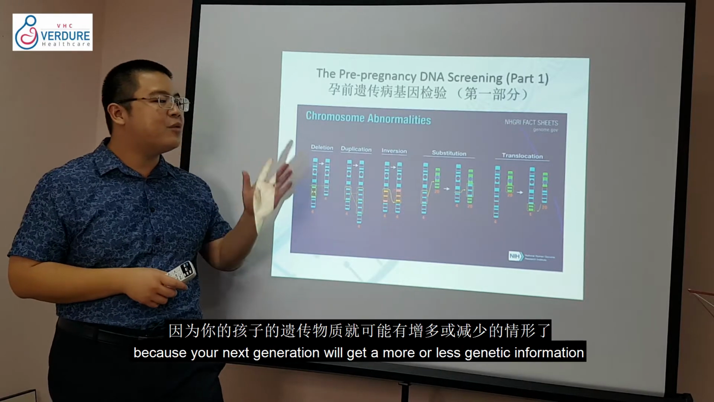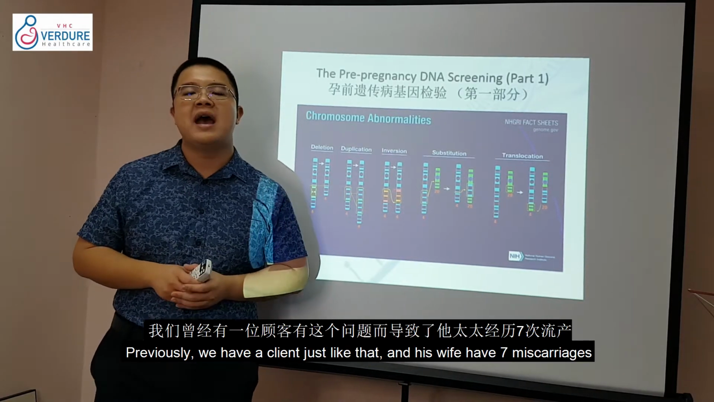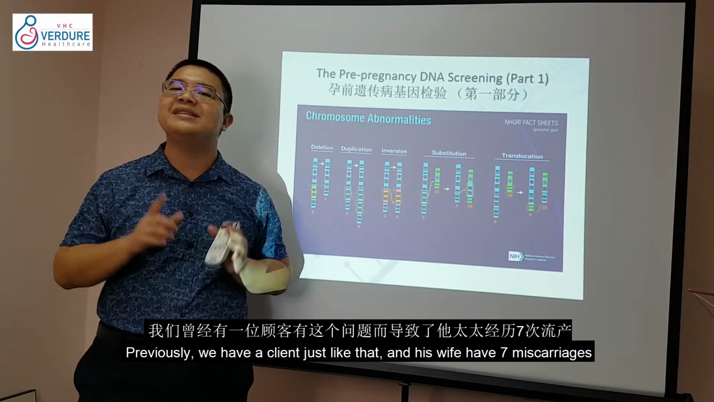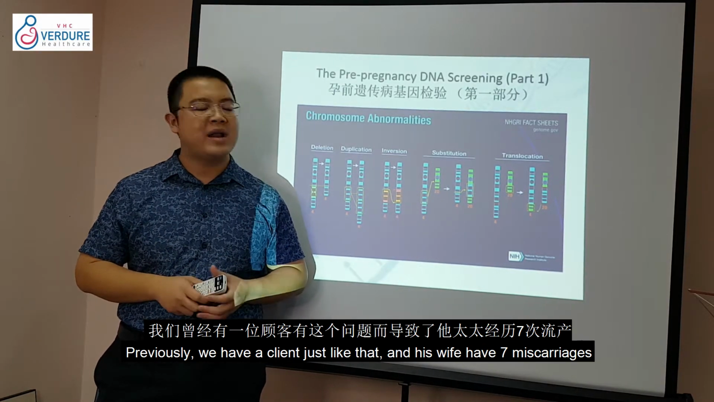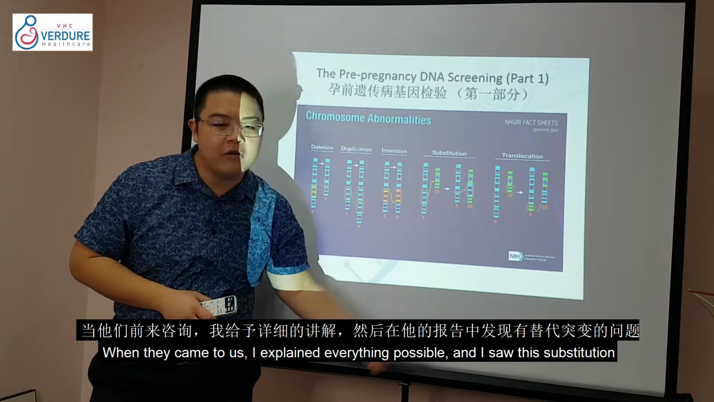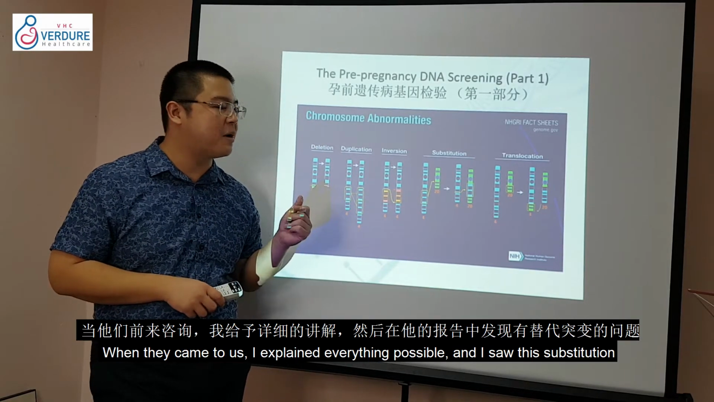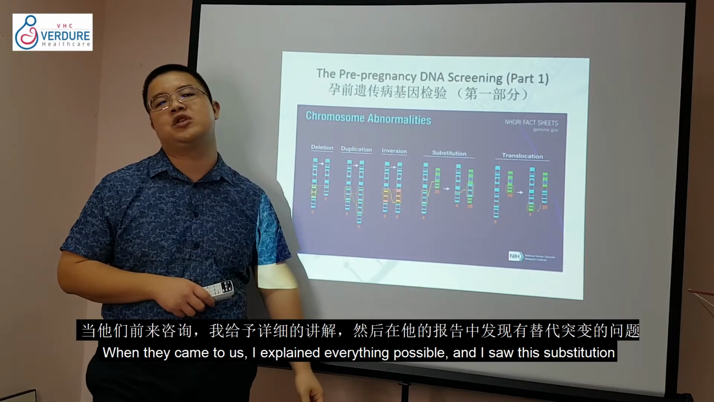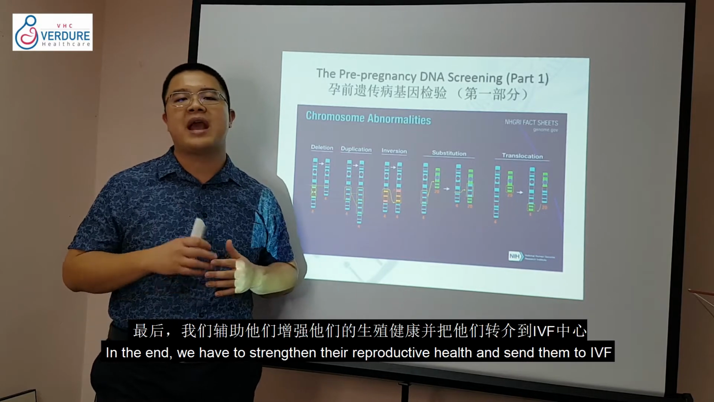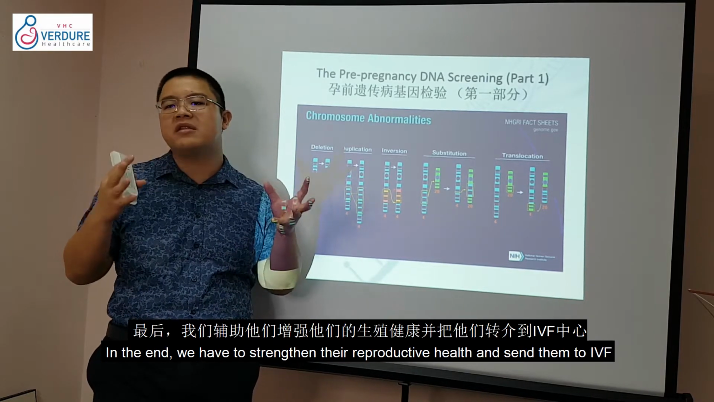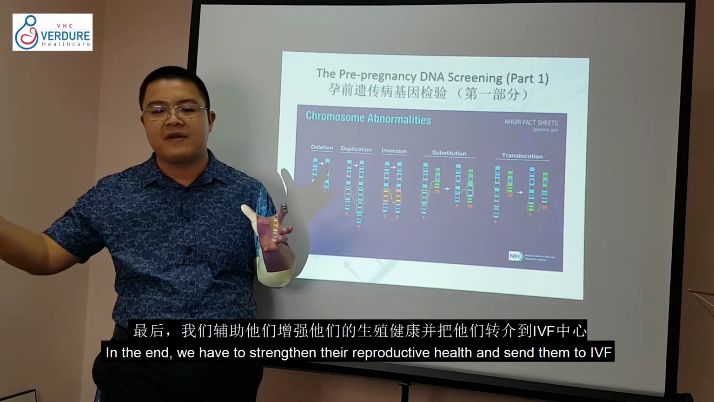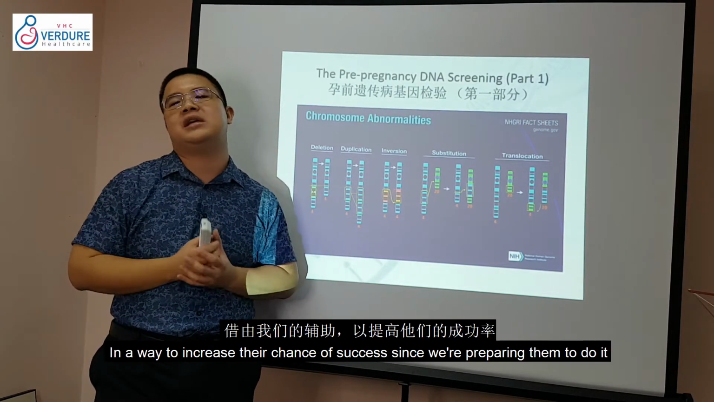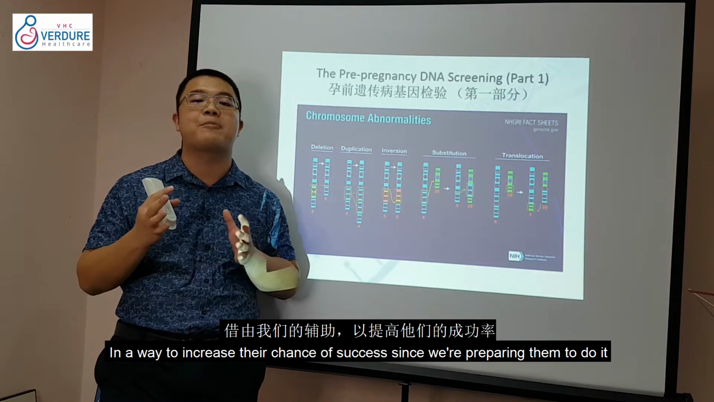So previously we had a client just like this, and his wife miscarried 7 times. 7 times. So when he came to us, I explored everything that is possible, and I saw this substitution. And at the end, we had to bootstrap and strengthen their reproductive health, and send them to IVF. In a way, that will increase their chances of success since we are preparing them to do it.